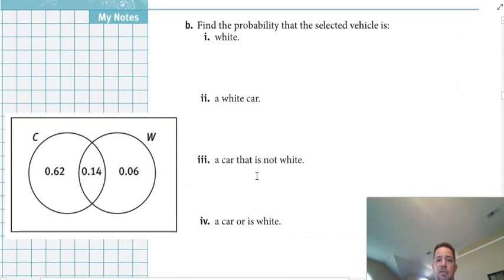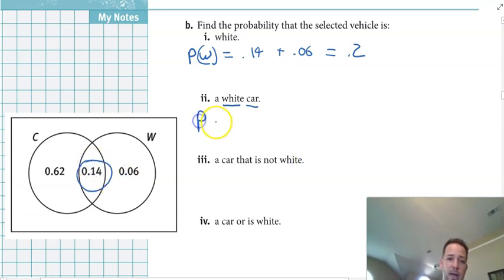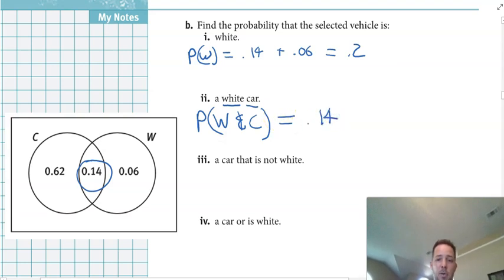Got the same diagram. Find the probability the selected vehicle is white. So we can do the same thing. So 20% probability for that. What about being a white car? So this one's interesting. To be a white car, it has to both be white and a car. That would just be the region in the middle. So the probability that it is both white and a car is 0.14. To be a white car, it has to be both of those, white and a car.